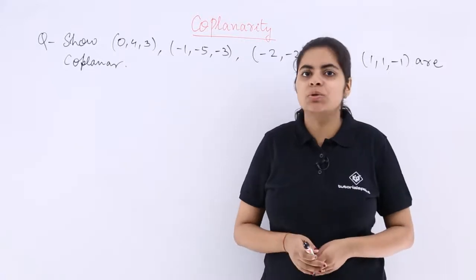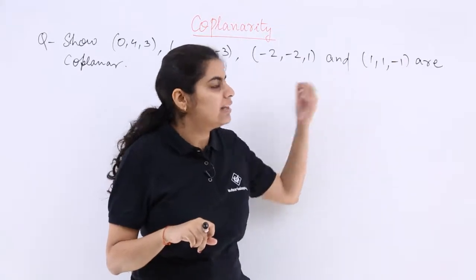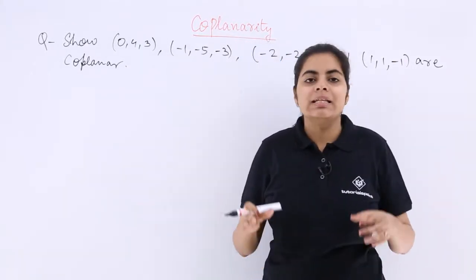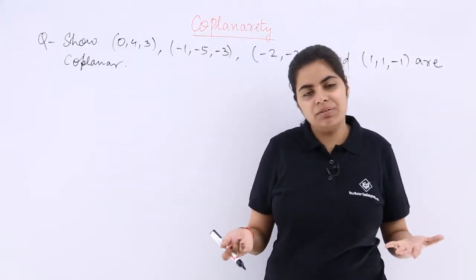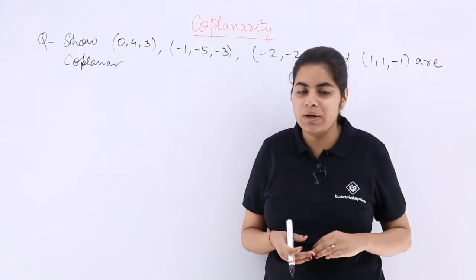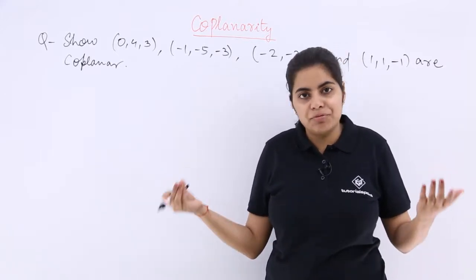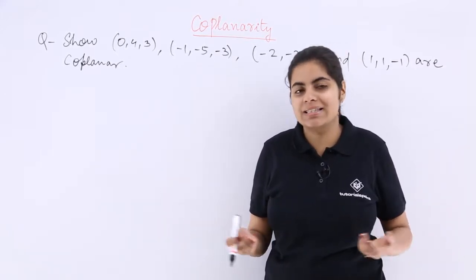Let's see this question based on coplanarity. It says show the first point, second point, third point and the fourth point are coplanar. The algorithm I've already taught you in the previous video. It says that first we have to form the equation with the help of 3 points. Then we have to check whether the fourth point satisfies the equation. If it does, definitely the points are coplanar, else they are not.